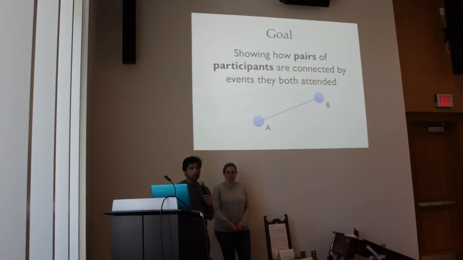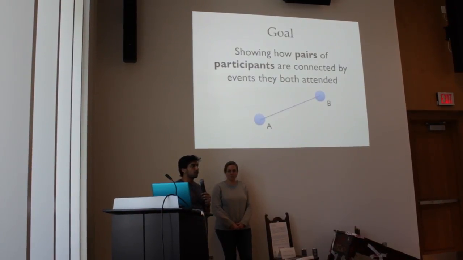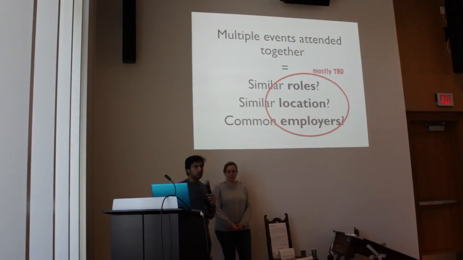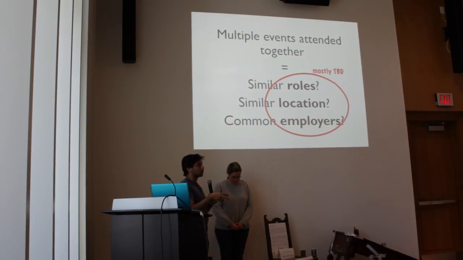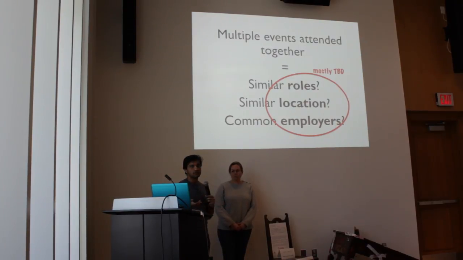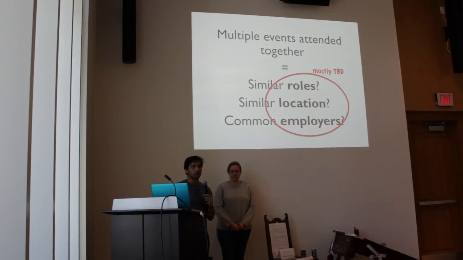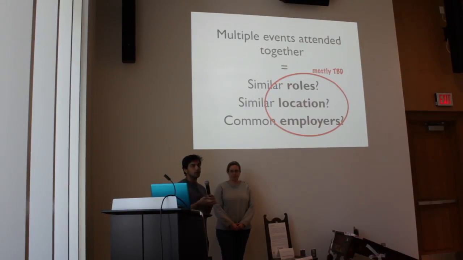So one of our goals is to show how different pairs of participants are connected by events that they both attended. What sort of questions can be answered by drawing these connections between participants? I talked to Kathleen, and she said that this could help us identify whether people who participate in the same events have similar roles that they play in possibly different organizations, or maybe they attend the same events because they simply happen to be in the same location, or whether people who belong to a common employer keep attending the same sort of events. We have not completely finished this linking, but the work that we have done so far will help in doing this.